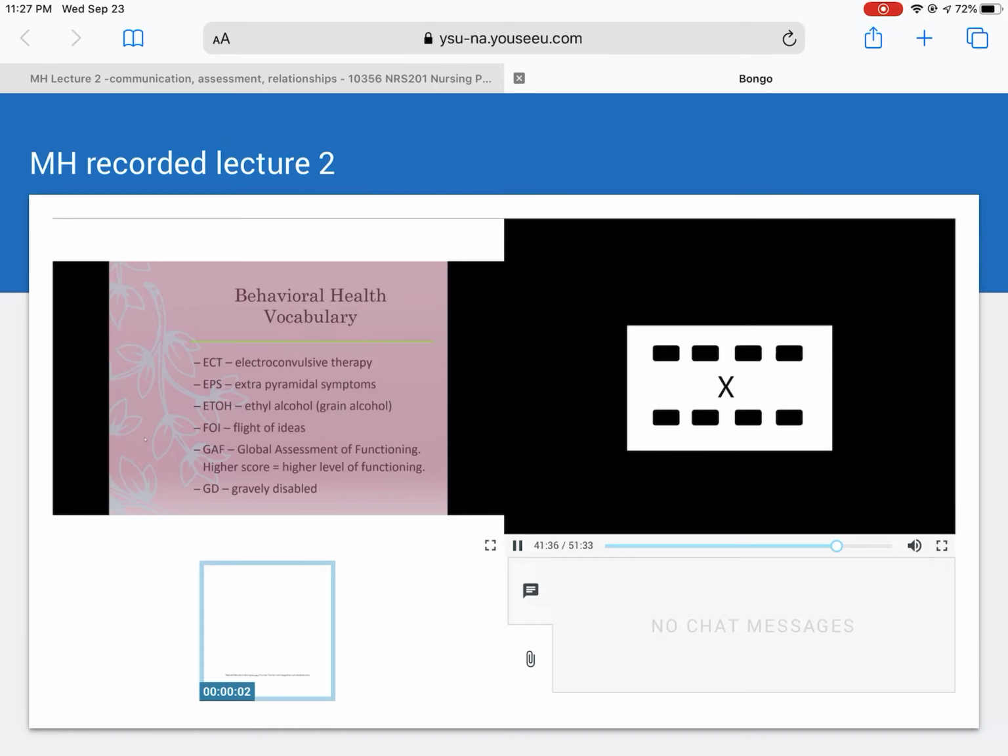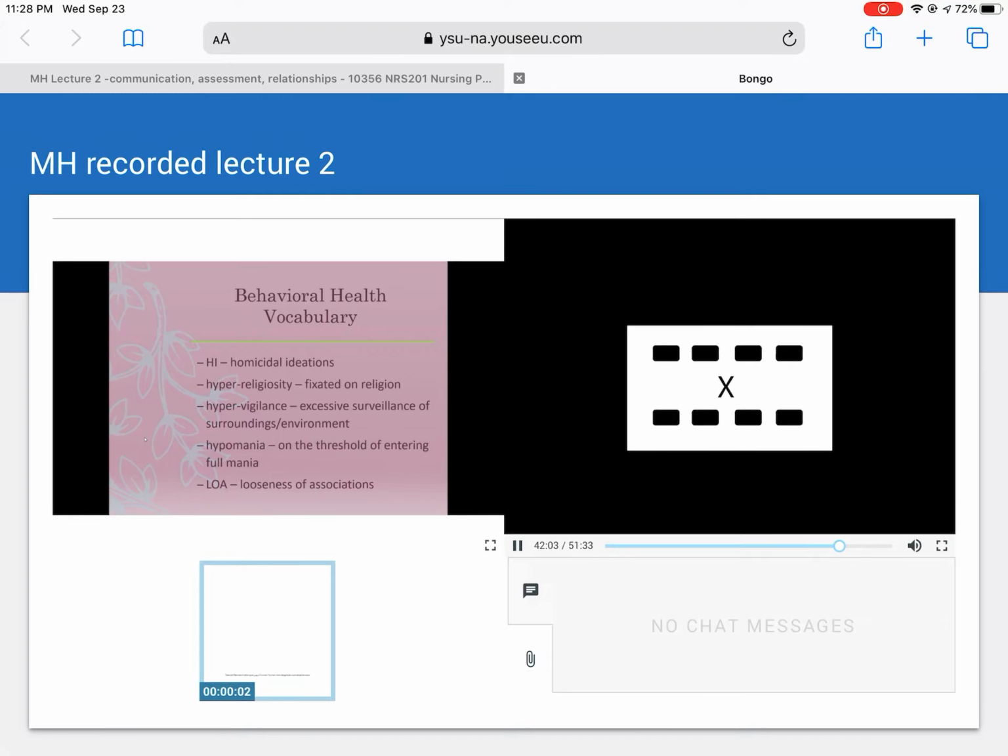The GAF, the Global Assessment of Functioning, is kind of going by the wayside, I believe. The higher the number, the better the level of functioning. We as normal people have a GAF score of approximately 80. Okay, GD, you will need to remember, is gravely disabled. HI, also remember, homicidal ideations, wanting to kill someone.